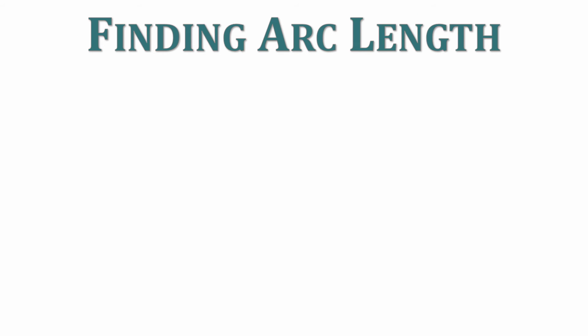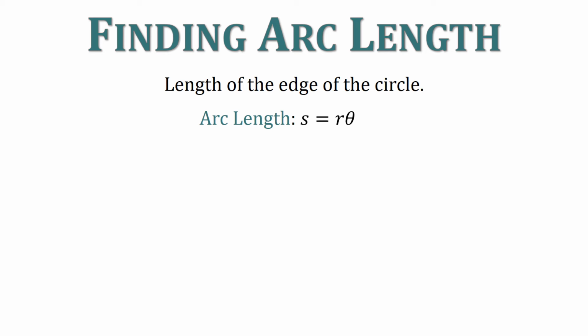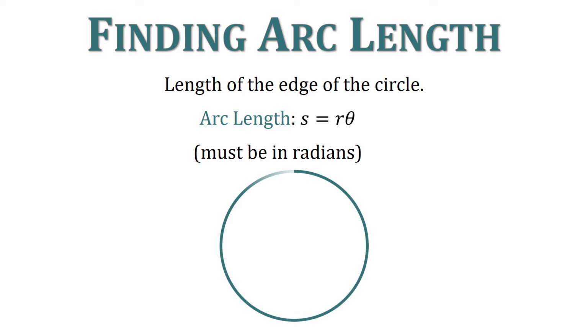Now we can use all of this information to help us find the arc length of a circle. Arc length is simply the length of the edge of a circle whenever there's an angle inside of it. We're going to see what the picture looks like in just a minute. The formula for arc length is S equals R times theta, where theta means the angle measure and R means radius. And our angle measure must be in radians. Must be. So we have a circle, we have an angle, and we are looking for the length of that part of the circle. That is our arc.